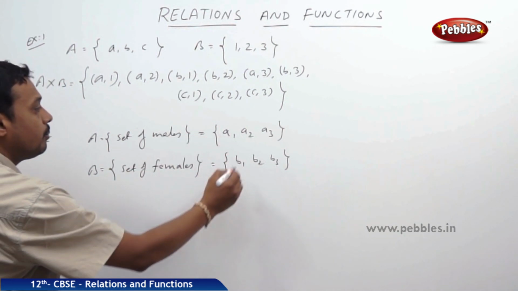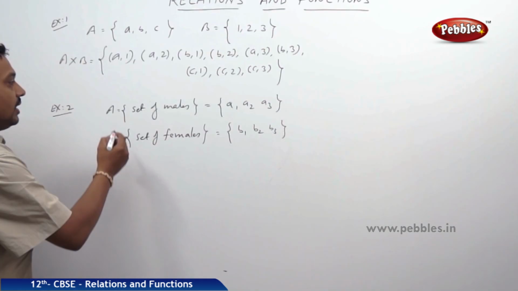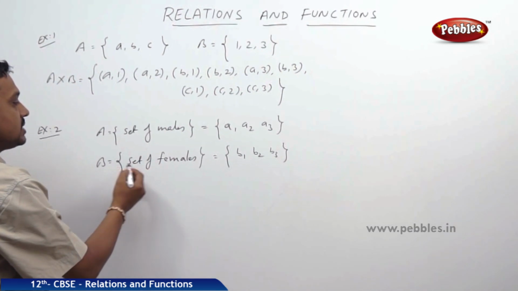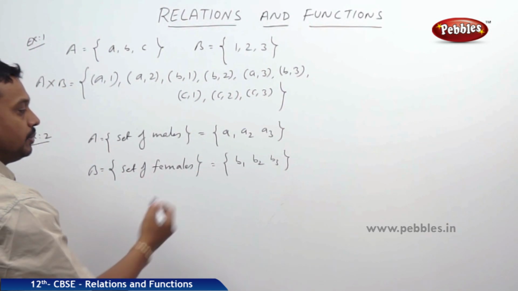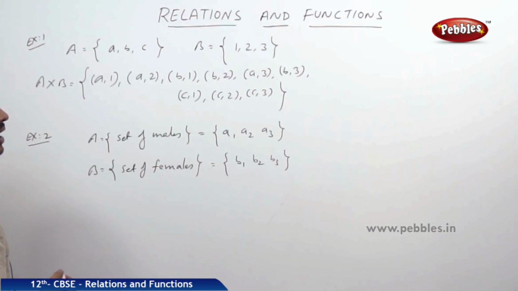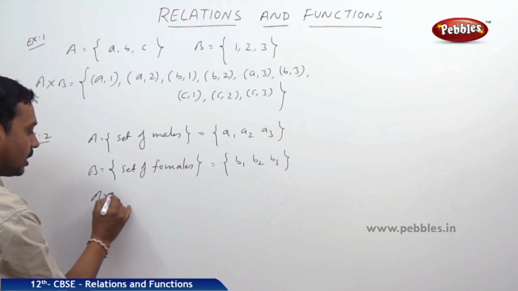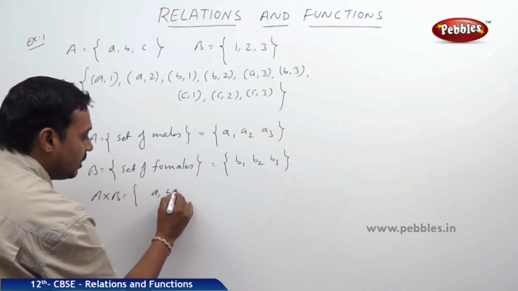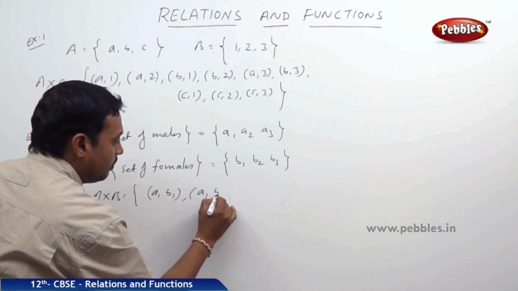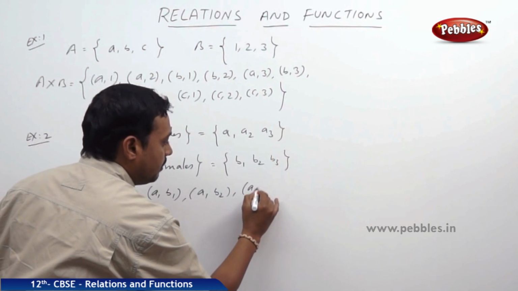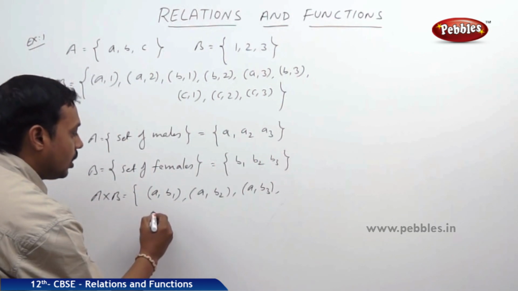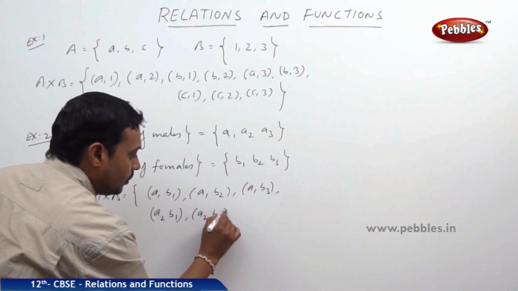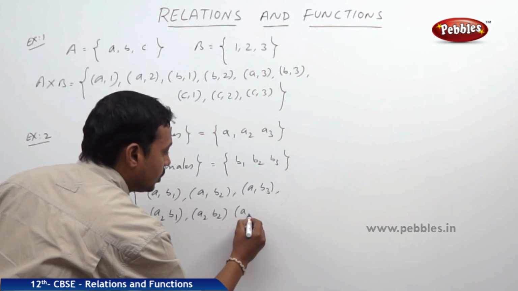So the possible relatives: A is equal to a set of males A1, A2, A3. B is equal to a set of females B1, B2, B3. Now the possible relations between A and B. A cross B is equal to, the possible ordered pairs are (A1, B1), (A1, B2), (A1, B3) and also (A2, B1), (A2, B2), (A2, B3).